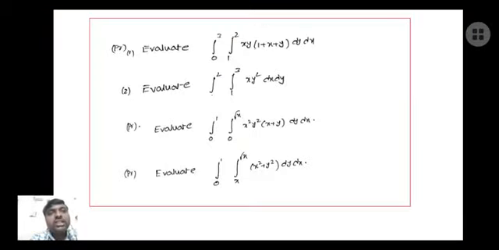These are all the problems for workout. In this lecture we discussed different examples of double integration with constant limits as well as variable limits. In the next lecture we will discuss the change of order of integration. Okay, thank you.